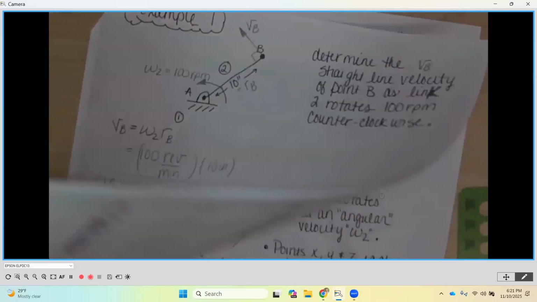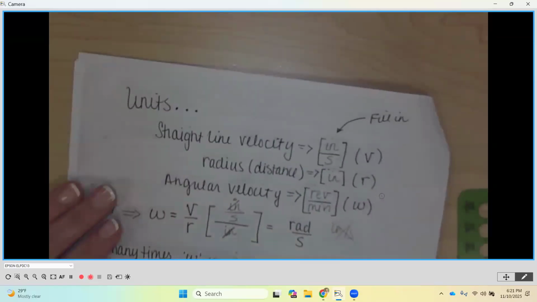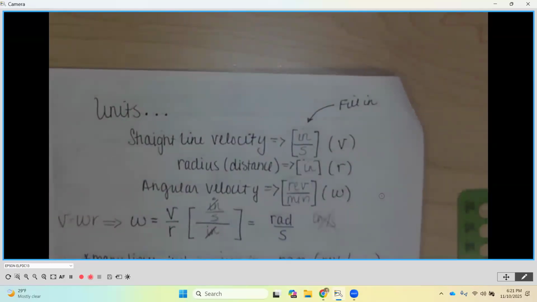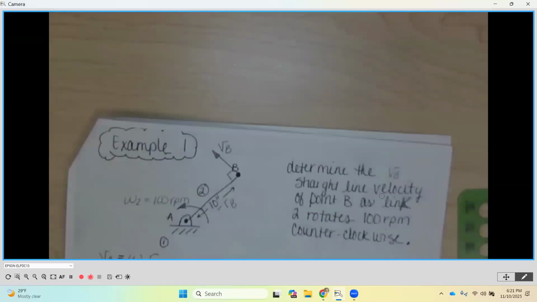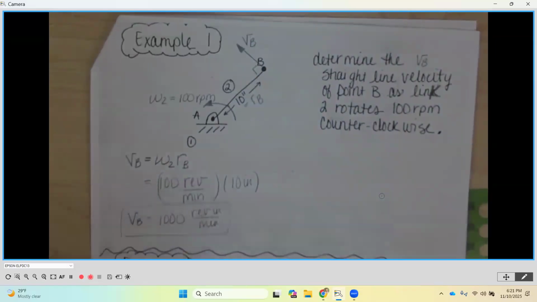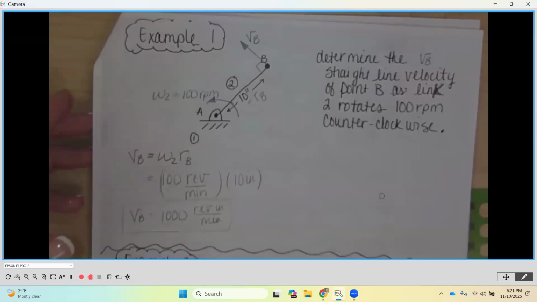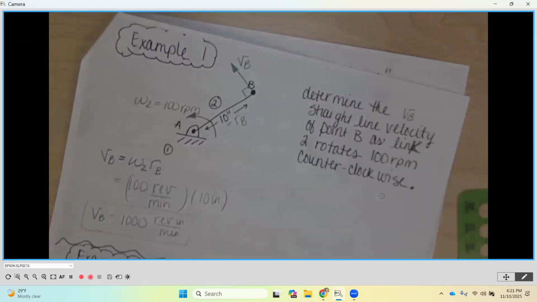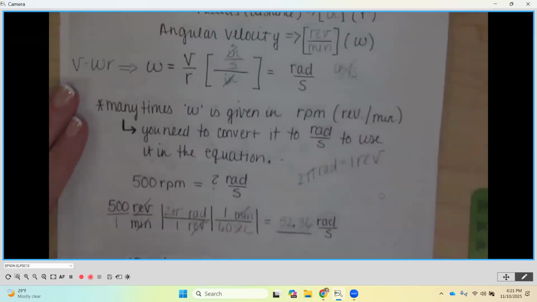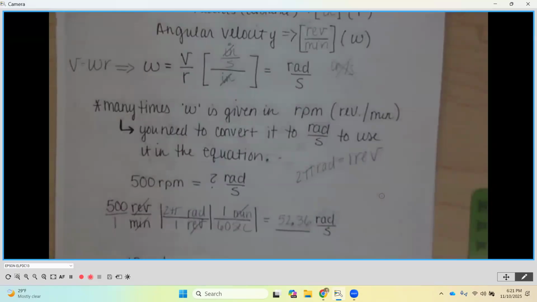We're back here. Let's look. On page 2, we said velocity needs to be in inches per second, some distance over time, right? The inches are fine. The minutes are fine. It's the revolutions. Let's look back. Do you remember that little statement on the second page? Many times W is given in RPM, right? You need to convert it to radians per second to use it in the equation. We need to get it in radians per second, right? And then the revolutions will magically disappear when we do the multiplication.